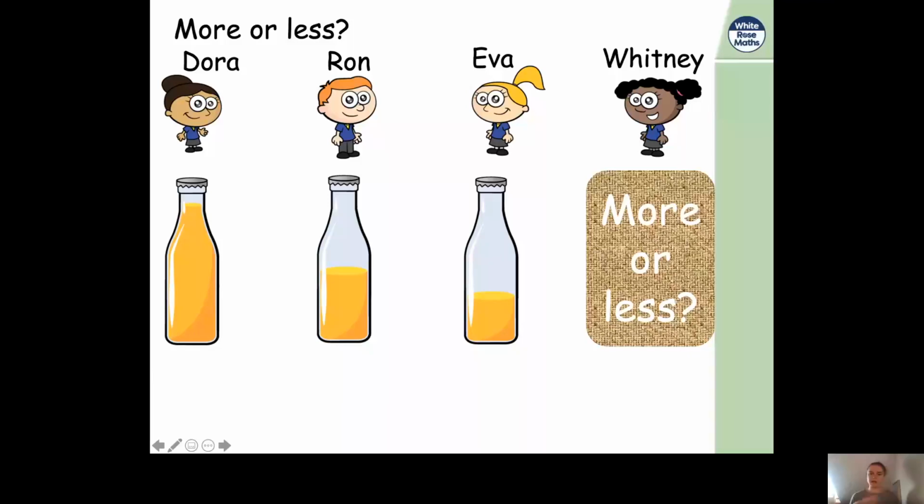So therefore, has Eva got more or less juice than Ron? Well, Eva has less juice than Ron, because Eva's bottle is almost empty and Ron's bottle is half full. Okay, so well done if you've got that one. Let's look at the next one.